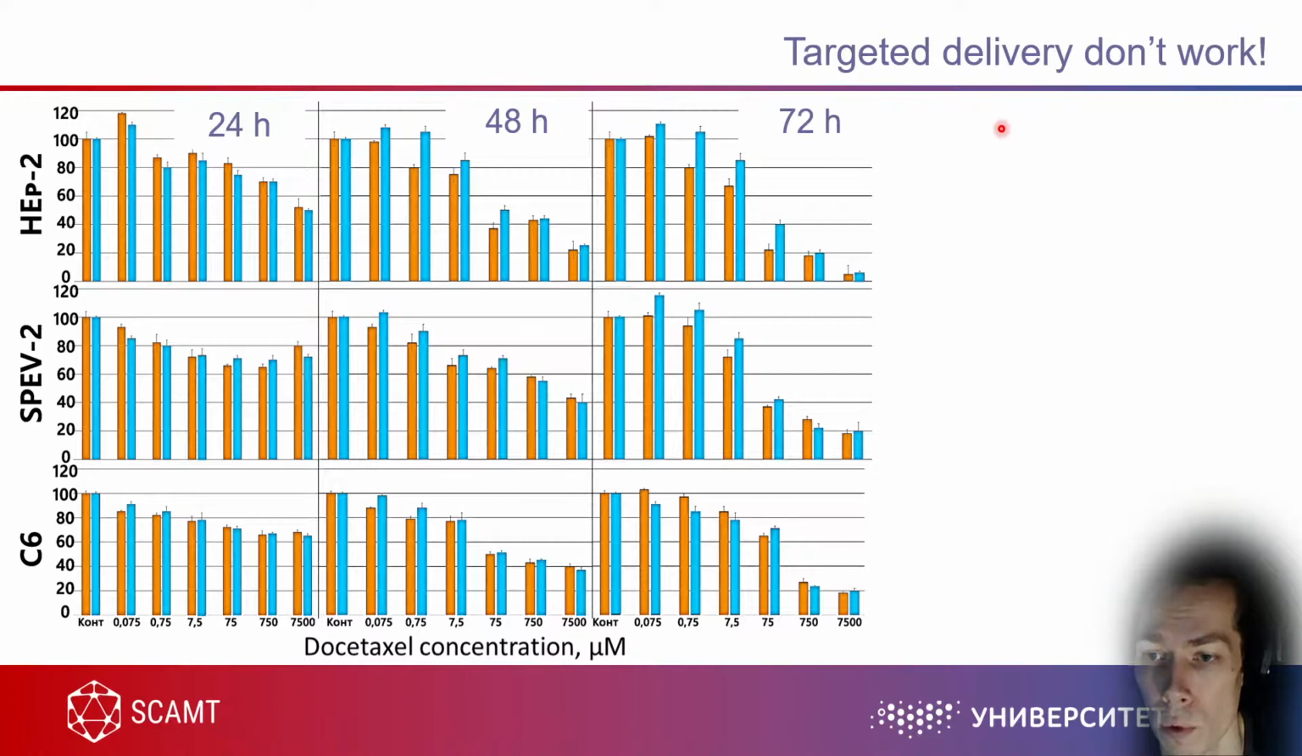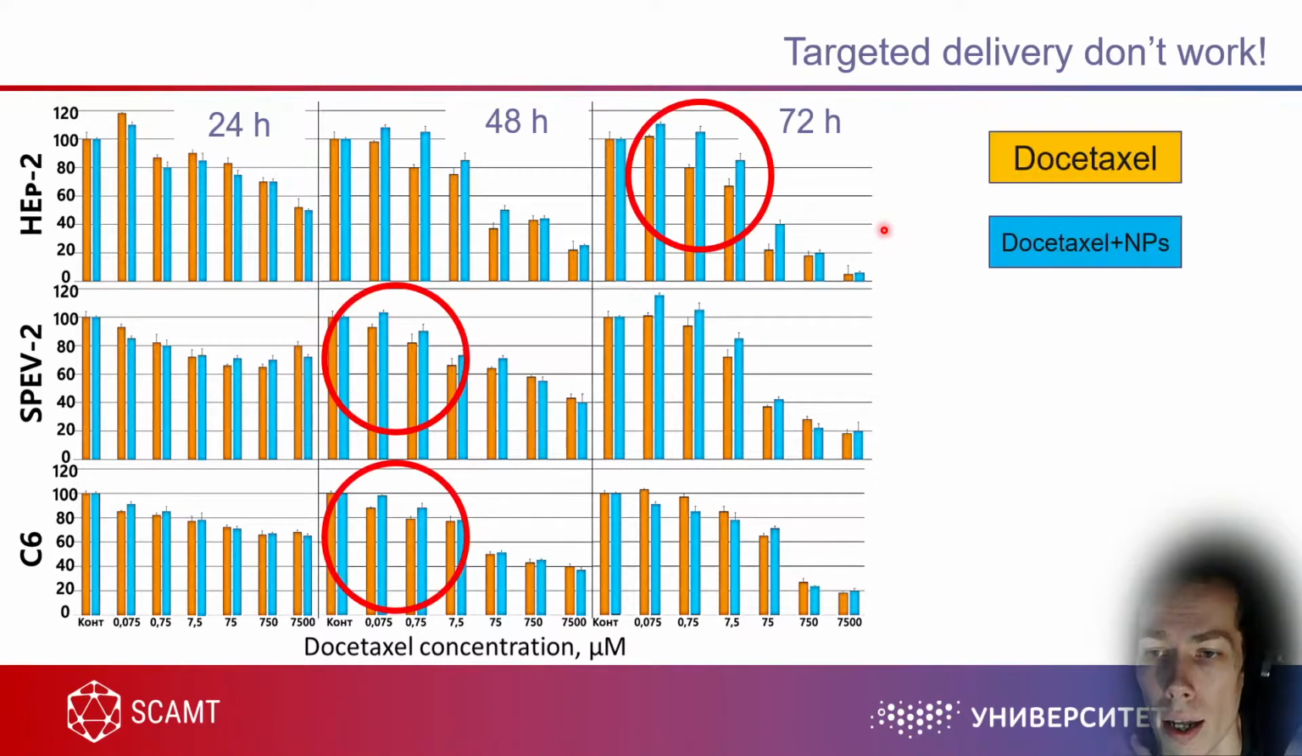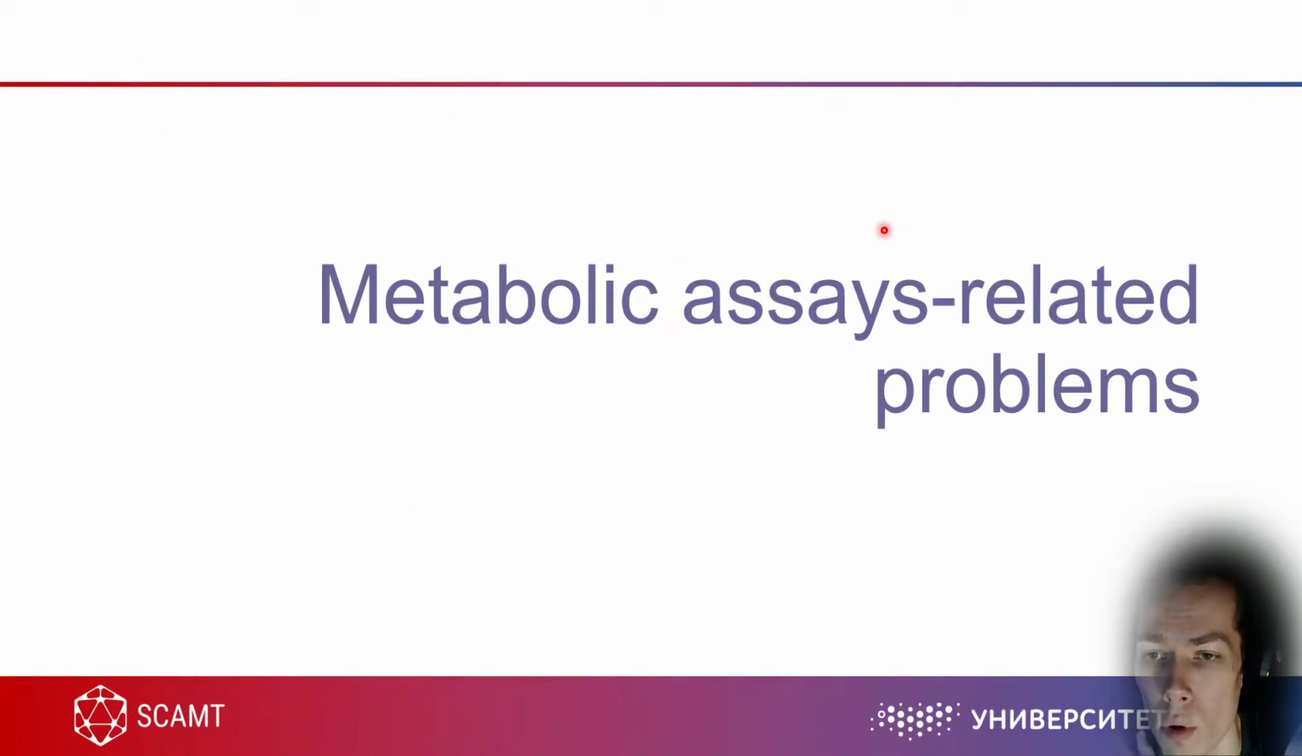Because for such a low concentration, the targeted delivery approach may not work, because the concentration is very low, and the amount of particles entering the cells is also very low, and some of the cells receive a lot of drug, some of the cells receive no drug. And you should perform some theoretical calculation to understand this, because you will not be able to obtain this information directly from MTT assays.